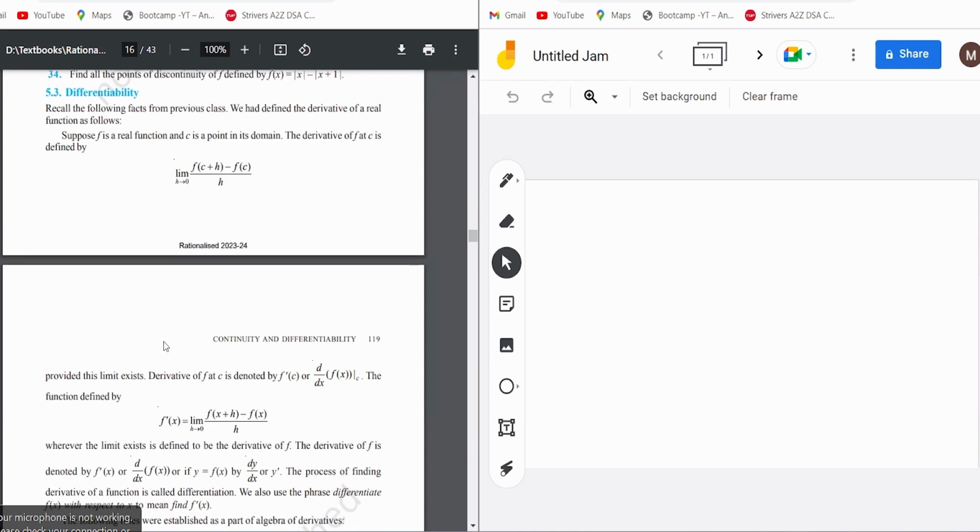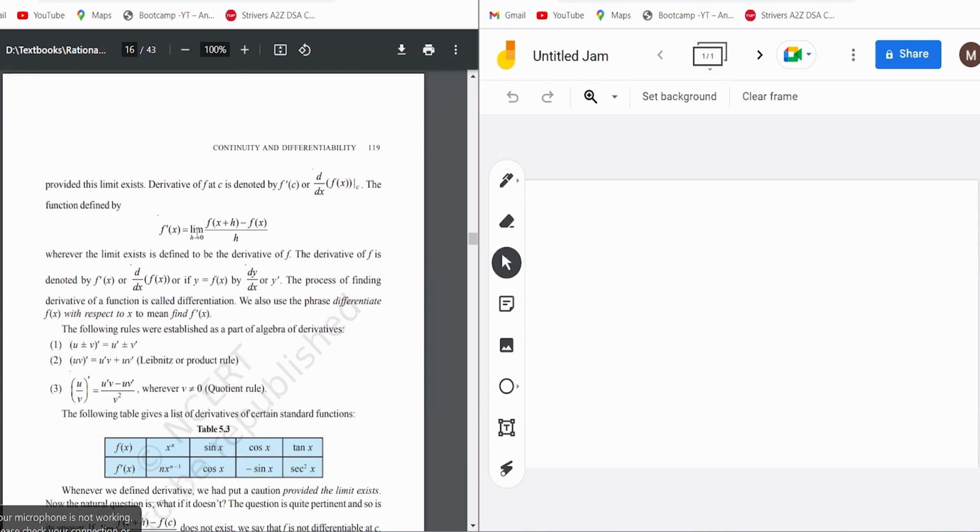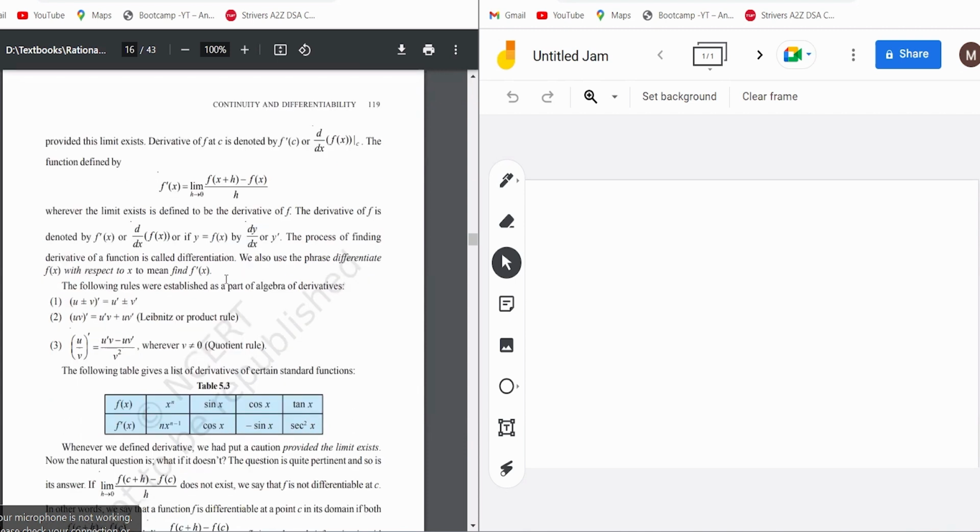Okay. So this way we write f dash x, limit of h tending to 0, f of x plus h minus f of x divided by h. So this is the way.